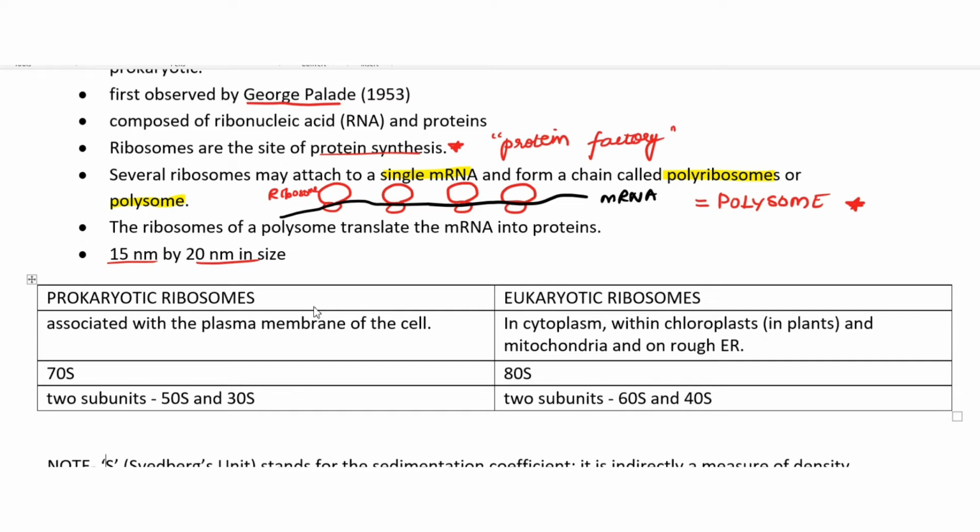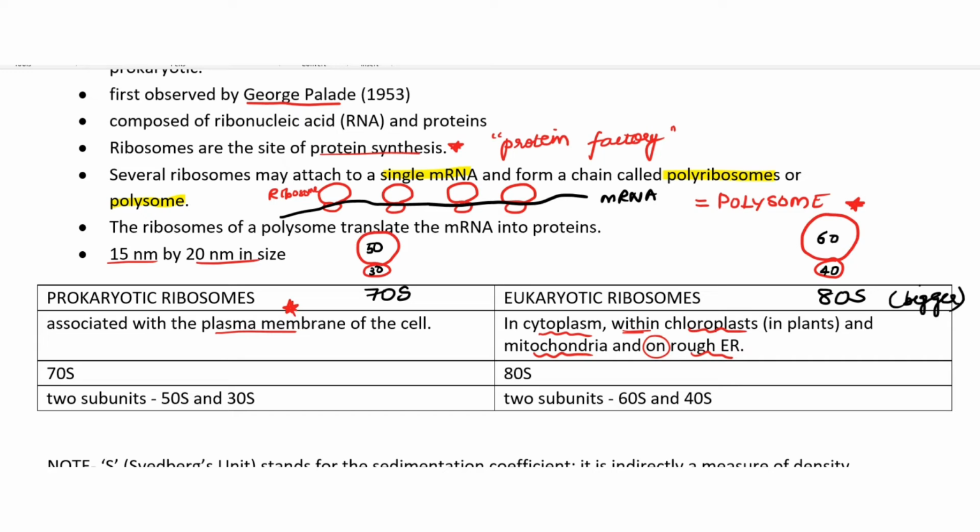Let's look at their differences. Prokaryotic ribosomes are associated with the plasma membrane of the cell, whereas eukaryotic ribosomes are found in the cytoplasm. They are found within organelles like chloroplast and mitochondria, and they are found on the endoplasmic reticulum, ER. Prokaryotic ribosomes are smaller, they are 70S in type, and eukaryotic ribosomes are larger, they are of 80S type. The 70S ribosomes are in turn composed of two subunits, 50S and 30S. 50S being the larger and 30S being the smaller subunit, obviously.